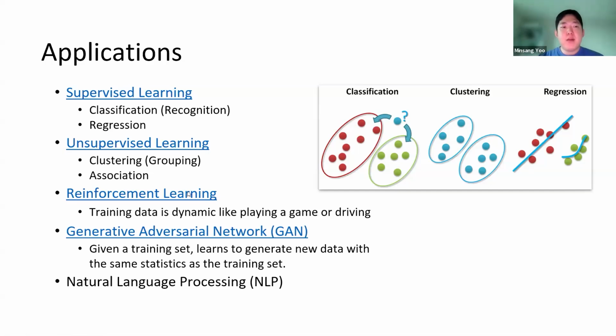Reinforcement learning: the training data is dynamic, like playing a game or driving. It's going to keep learning as it is proceeding. For example, playing a game, I'm going to show you a video in the next slides too. As it keeps on going, it's learning, learning, learning, and in the end, it's going to give you hopefully a perfect result, but there's never a perfect learning, so it's going to give you as close to perfect as possible.